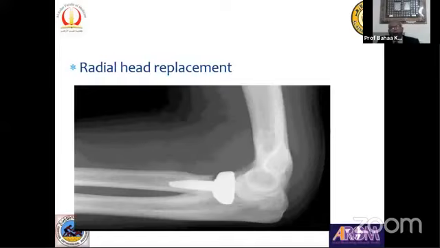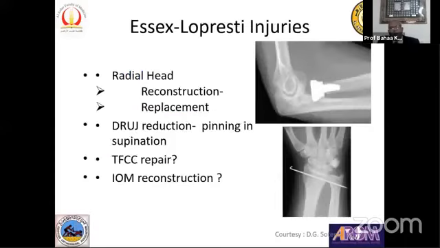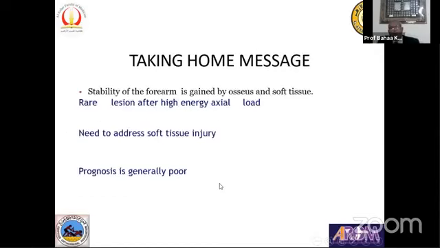Radial head replacement is very important, but has a lot of complications, as we mentioned before. As an essential step, the radial head must be reconstructed or replaced. The distal radioulnar joint reduction, pinning in supination, TFCC repair (questionable), and interosseous membrane reconstruction are needed.